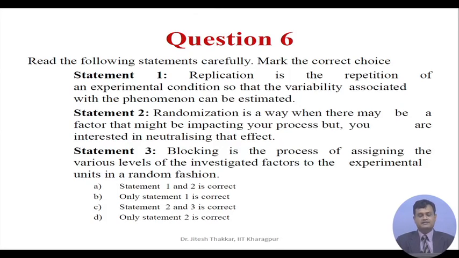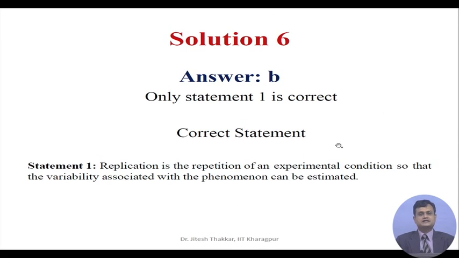Statement 2. Randomization is a way when there may be a factor that might be impacting your process, but you are interested in neutralizing that effect. Statement 3. Blocking is the process of assigning the various levels of the investigated factors to the experimental units in a random fashion. So, you have 4 options on the screen, you can see it, and the correct answer is B. Only statement 1 is correct, and it is replication is the repetition of an experimental condition so that the variability associated with the phenomena can be estimated.